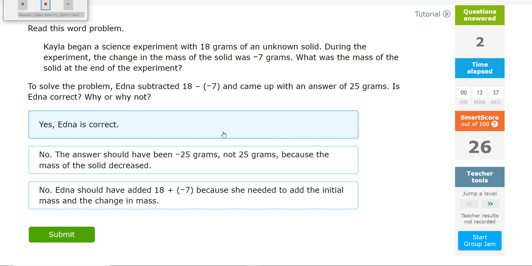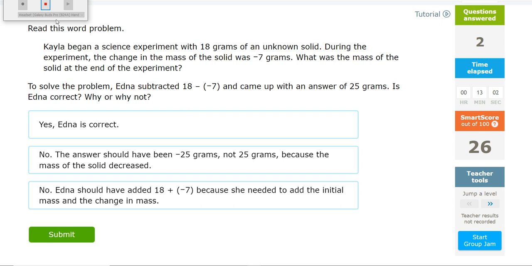All right, so in this problem, it says Caleb began a science experiment with 18 grams of unknown solid. During the experiment, the change in the mass of the solid was negative 7 grams. What was the mass of the solid at the end of the experiment? Now, to solve this problem, Edna subtracted 18 minus negative 7 and came up with an answer of 25 grams.